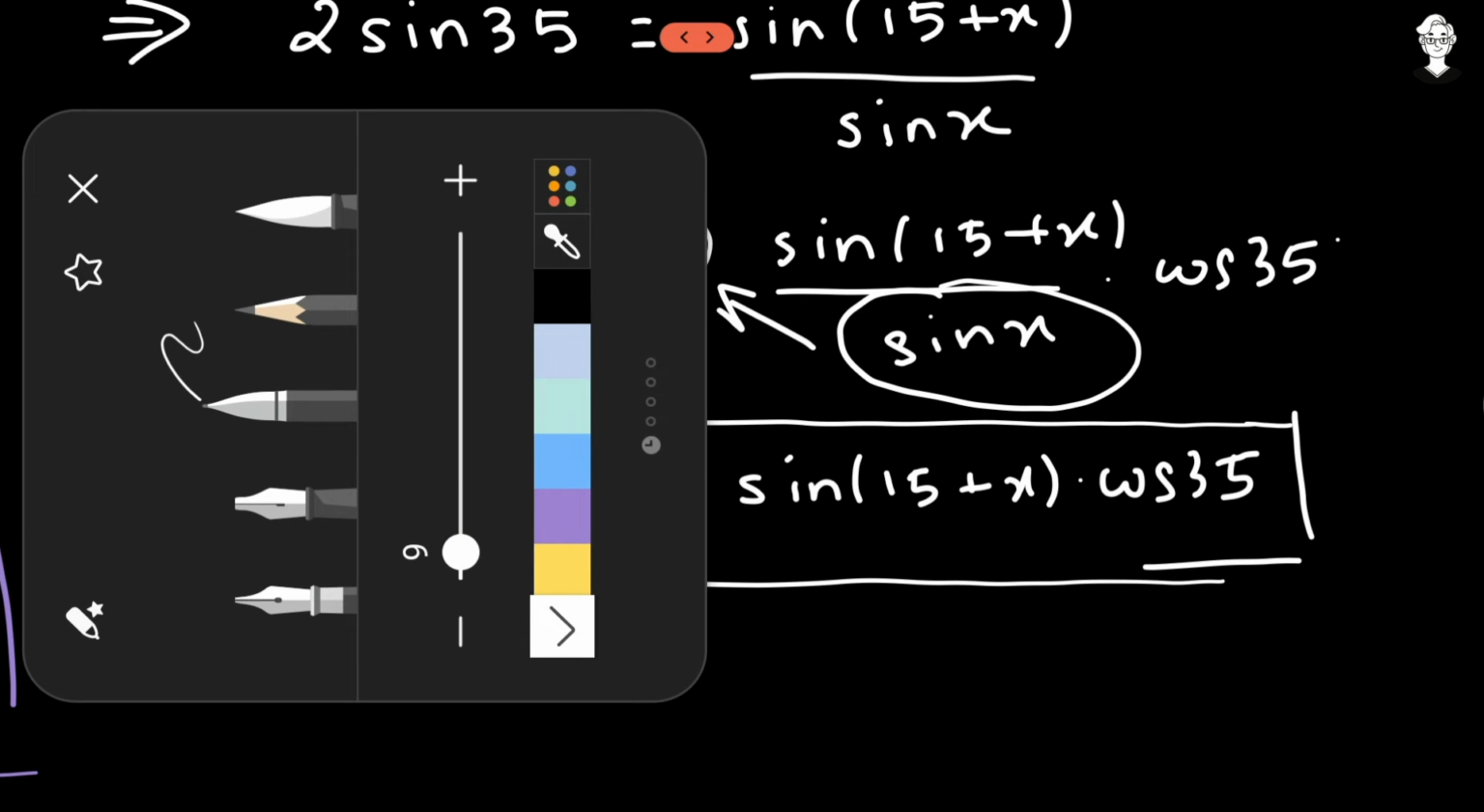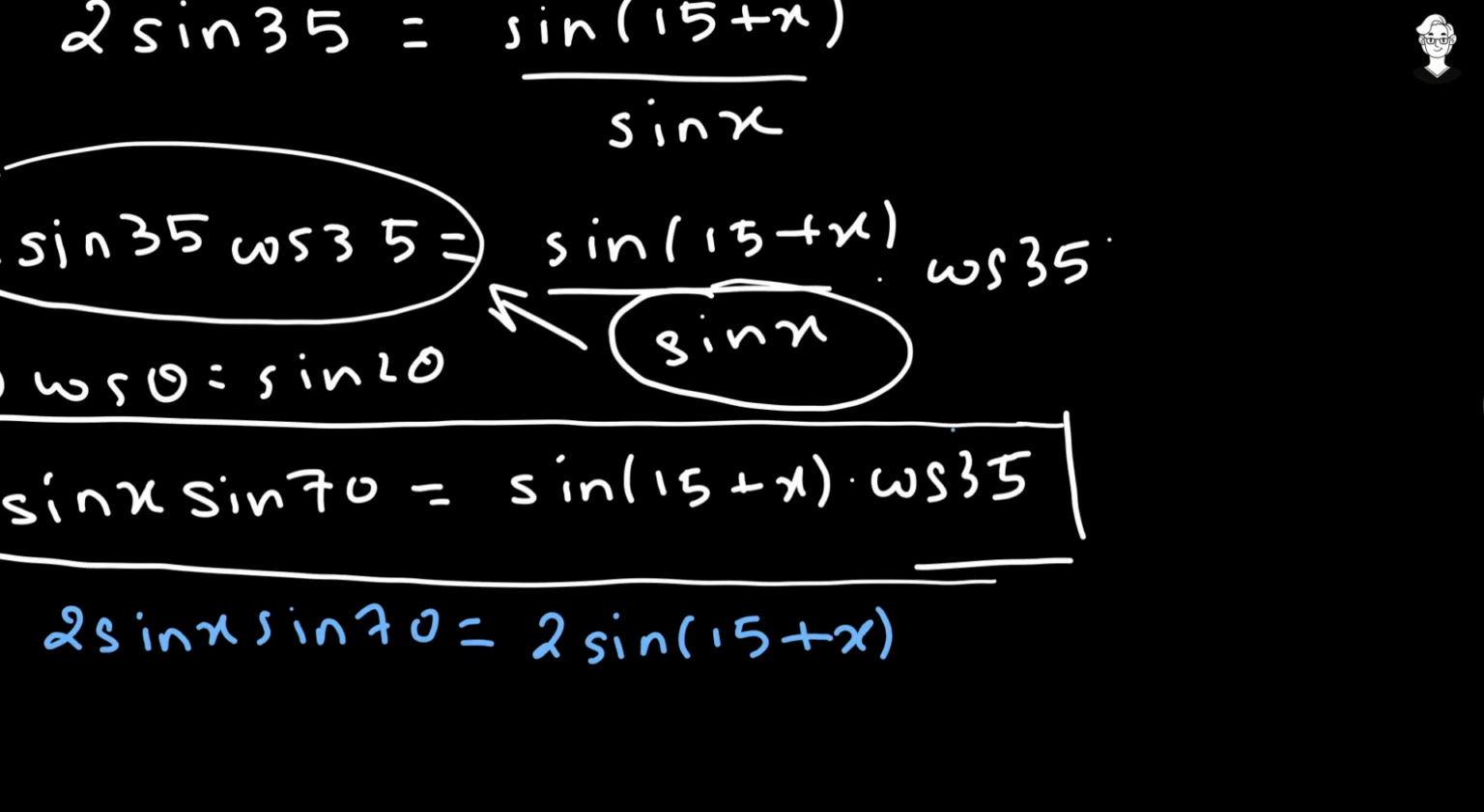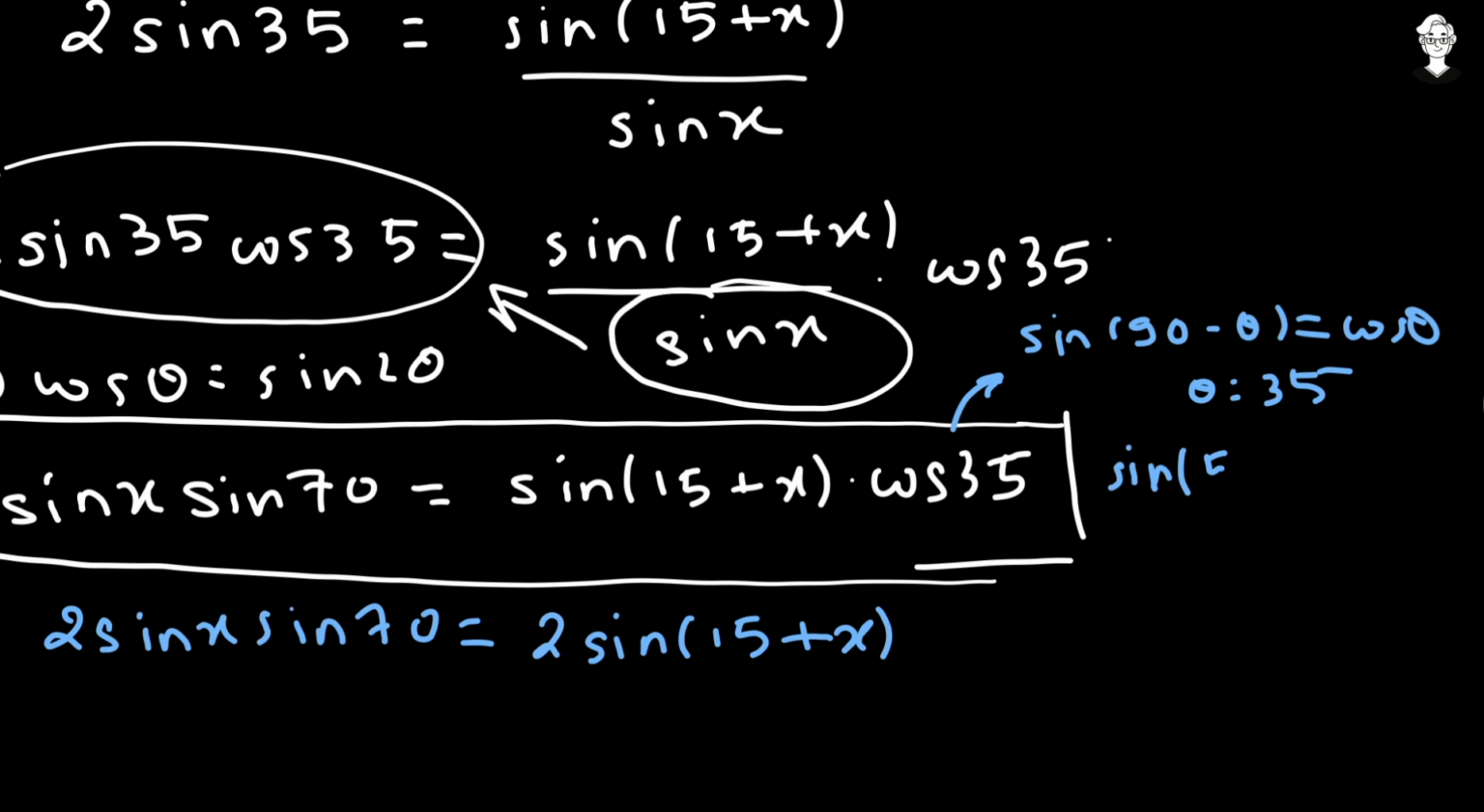Now to simplify it further, I will multiply 2 on both sides. So on the left hand side we will have 2 times sine x into sine 70, and this is equal to 2 times sine of 15 plus x into cos 35 degree. Now I will convert cos 35 degree into sine. So we know that sine of 90 minus theta is equal to cos theta, and if I replace theta with 35 degree, I will get that sine of 90 minus 35, that's 55, equals cos 35.